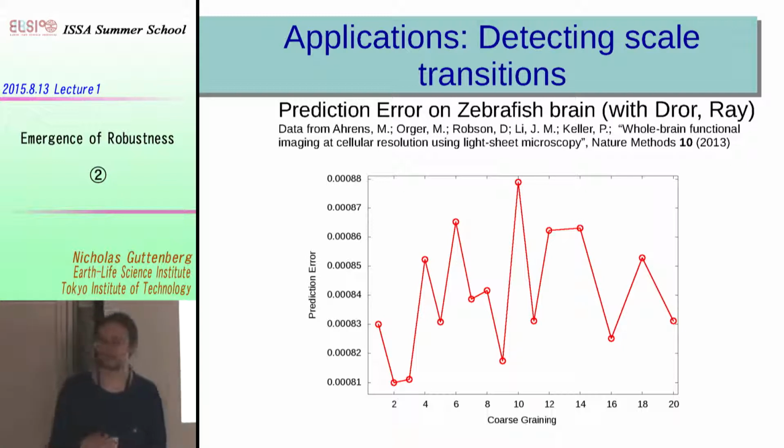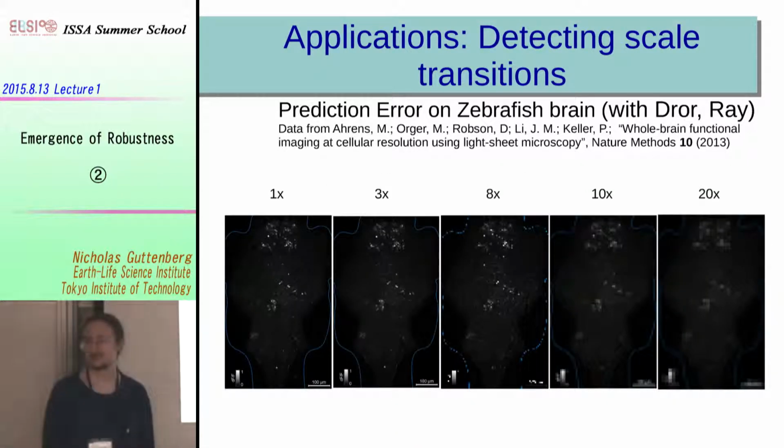So it depends on what kind of macro variable you choose. Yeah. And what was the macro variable you chose here? Just the pixel intensity. That's coarse grain pixel? Yeah. So then in some scale, so just more or less constant random noise.